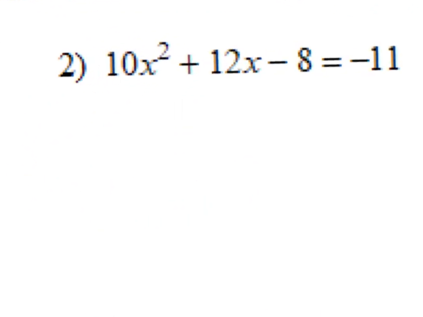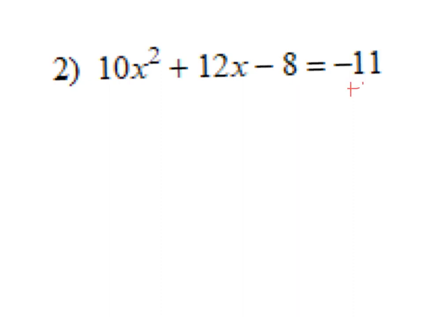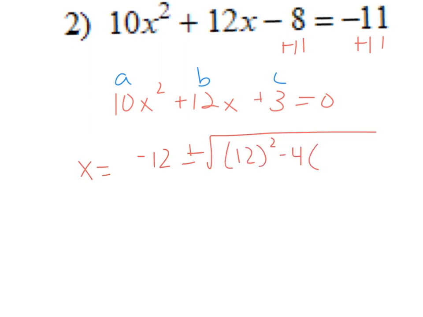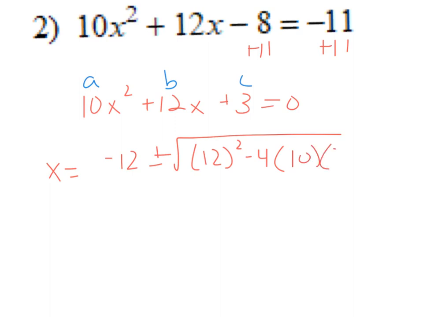On the second one here, again, this has got to be set equal to 0, so I'm going to be adding the 11 over here to where the 8 is. So I've got 10x squared plus 12x plus 3 equals 0. Now A is 10, B is 12, and C is 3. So x equals -12 plus or minus the square root of b squared, which is 12 squared, minus 4 times A, which is 10, times C, which is 3, all divided by 2A, or 2 times 10.